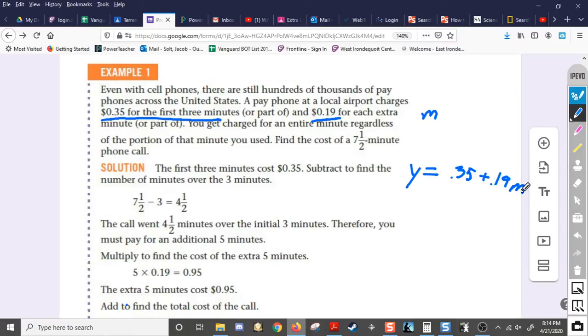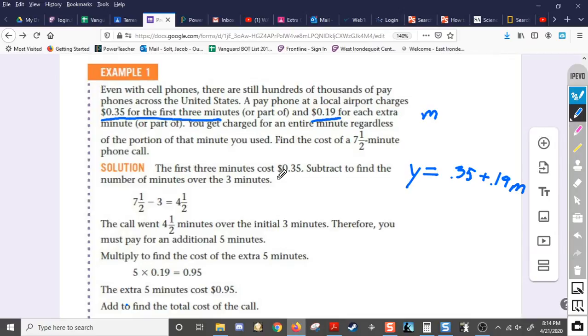If I talk for 10 minutes, this will be $1.90, right? 10 times 19 cents would be $1.90. And then the $1.90 plus 35 would equal how much I get charged for a 10-minute phone call. So in this case, let's look at how they figure out a 7.5-minute phone call.